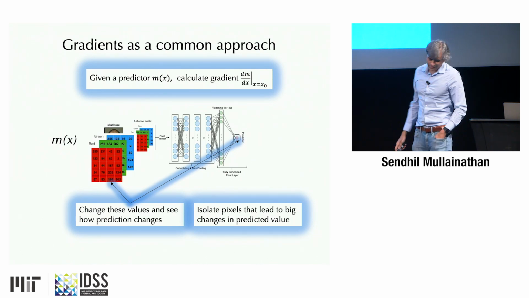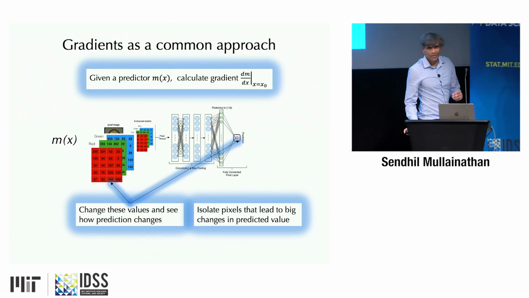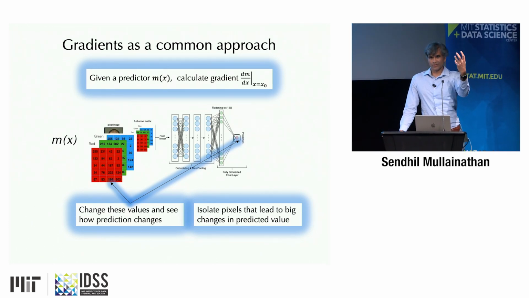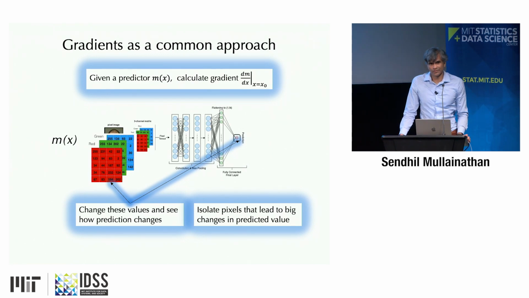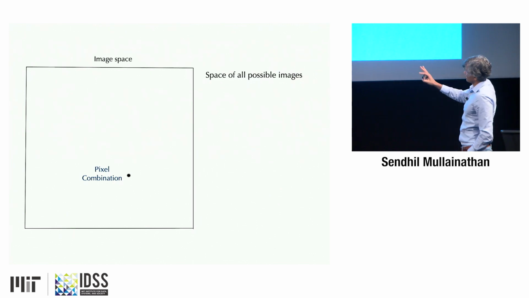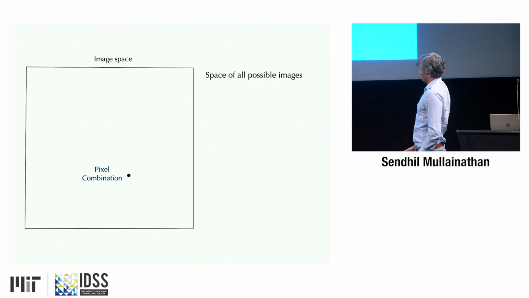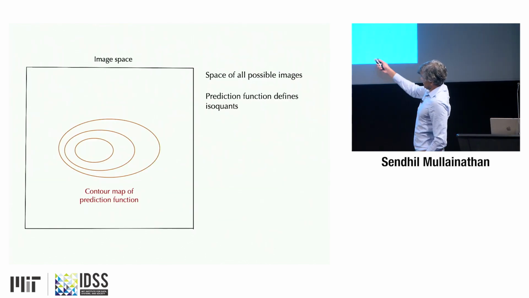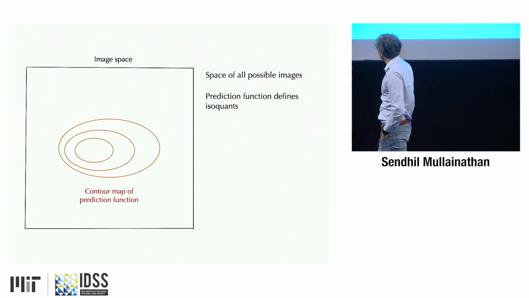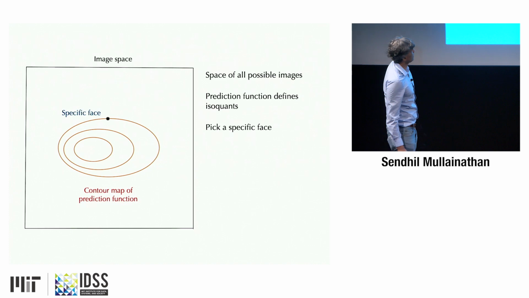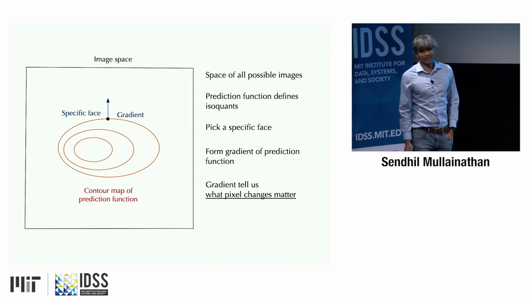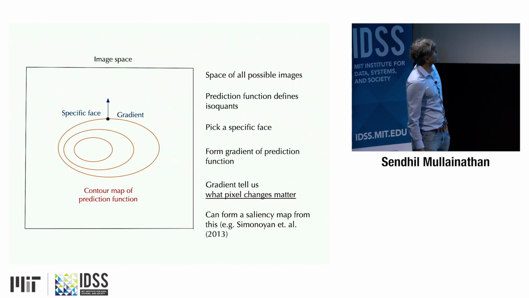The result of all that activity is you are now able to identify, in any given image, which pixels are doing the work. So that's the essence of all this. I will do this, which is helpful. Basically, what's happening here is there's image space. Each point here is a combination of pixels. There's some contour map of the prediction function. All we're doing here is picking a specific face, forming the gradient, and then visualizing that gradient into a saliency map.